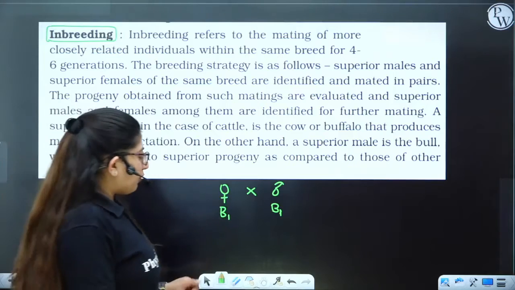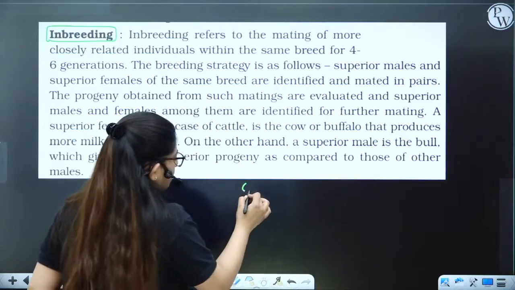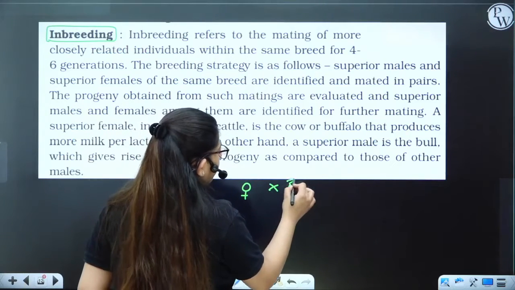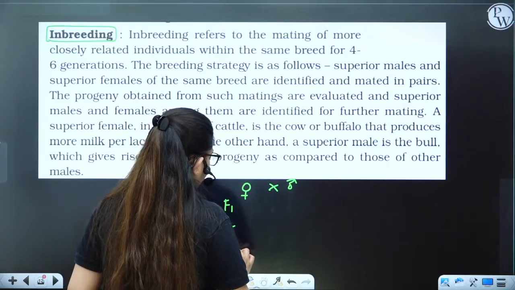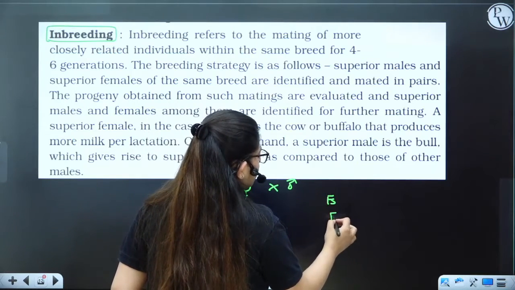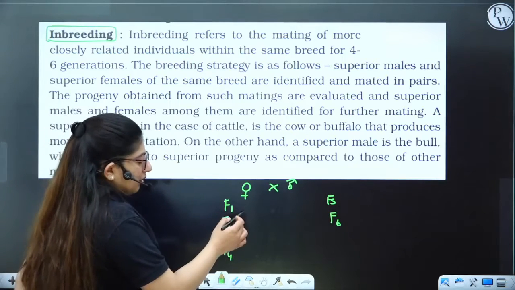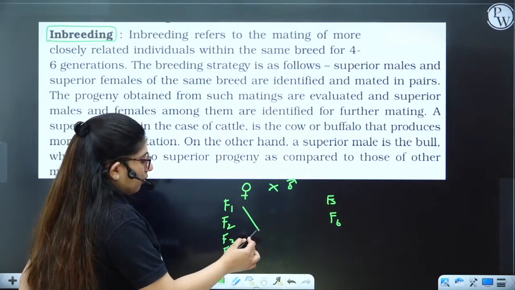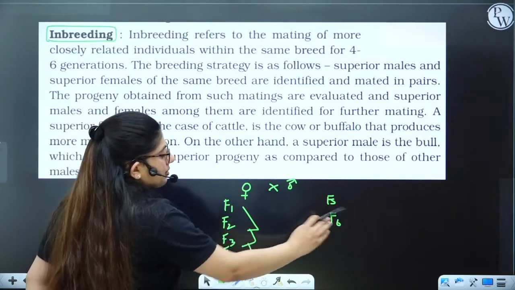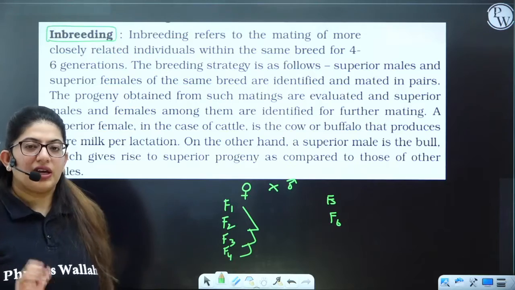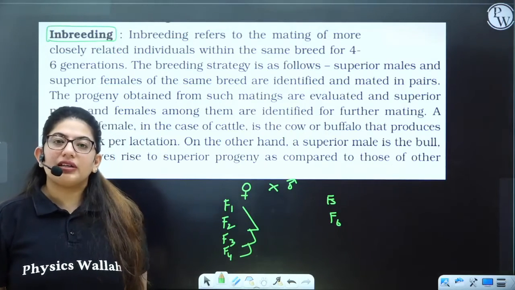If you don't understand this, I have a very simple way to make you understand. If a male and female cross, they will produce the F1 generation, then F2, F3, F4, F5, and F6. This is how all the generations are formed. If there is a cross between organisms of F1, 2, 3, 4, 5 or 6, within these 4 to 6 generations, belonging to the same breed, you will call it inbreeding.